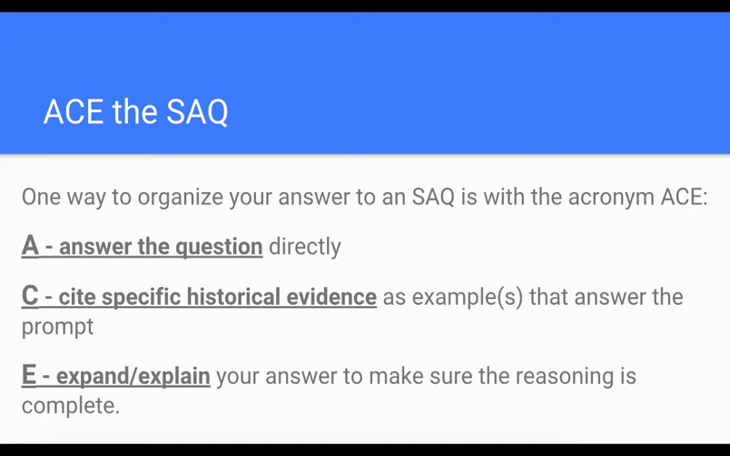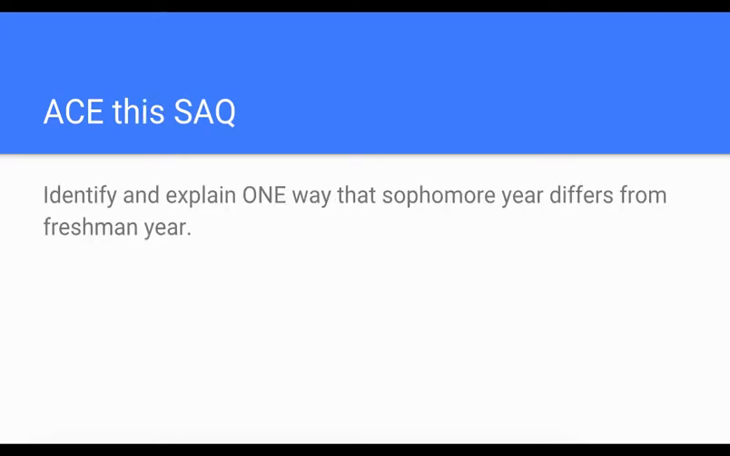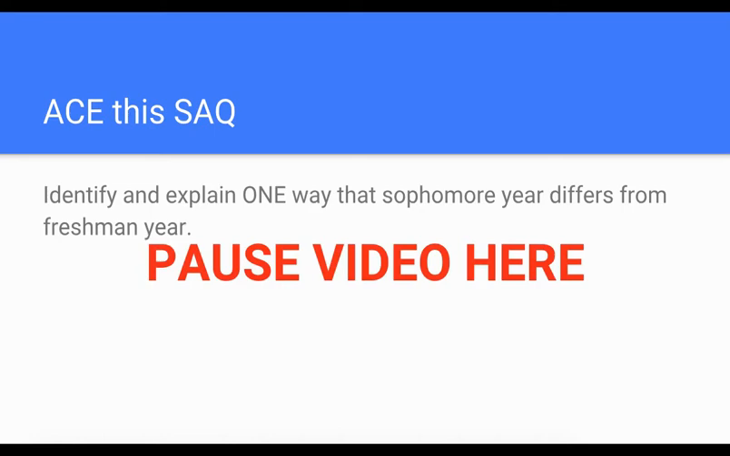Looking at this acronym, ACE, I can see that an answer to an SAQ should be 2 to 3 sentences long. Your A could be its own sentence, your C could be a separate sentence, and your E could be a final sentence. Or A and C could come together, and then your E would be a separate sentence that elaborates on that. So let's take a look at an example together. Here's just a fun sample SAQ, and I want you to take a moment and write your own response using that ACE acronym. So pause the video here, take a moment to write your own answer.